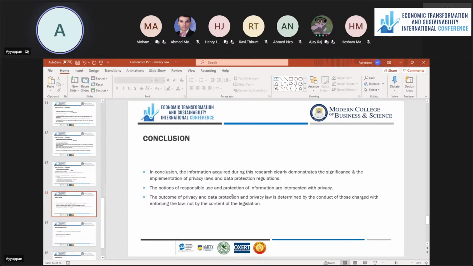As a conclusion, the information acquired during this research clearly demonstrates the significance and the implementation of privacy laws and data protection regulations. In the United States, strong privacy legislation is achievable. The notions of responsible use and protection of information are intersected with privacy. The outcome of privacy and data protection law is determined by the conduct of those charged with enforcing the law, not by the content of the legislation.